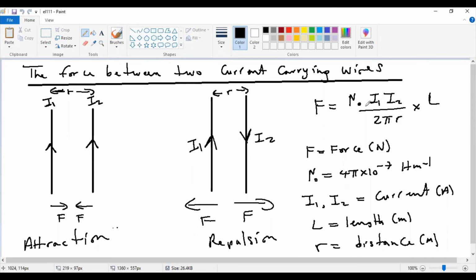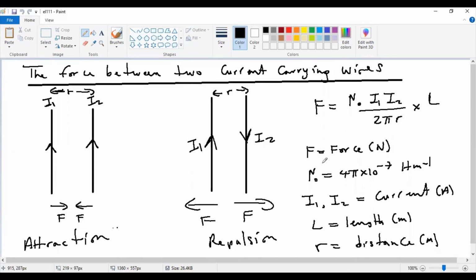The same formula applies for both. It's just that when the current is pointing in the same direction, it's attraction, and when the currents are pointing in opposite directions, it is repulsion. So that's the concept. We can calculate the magnitude of this force using this formula: F is equal to mu naught times I1 I2, all divided by 2 pi r, multiplied by the length L.